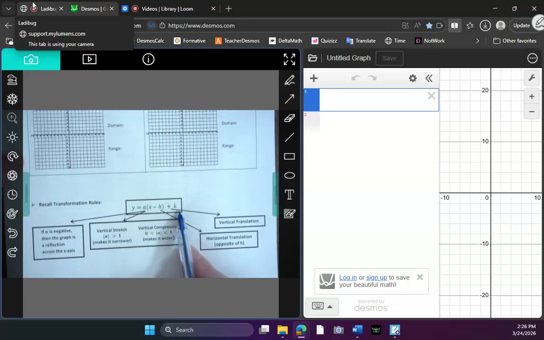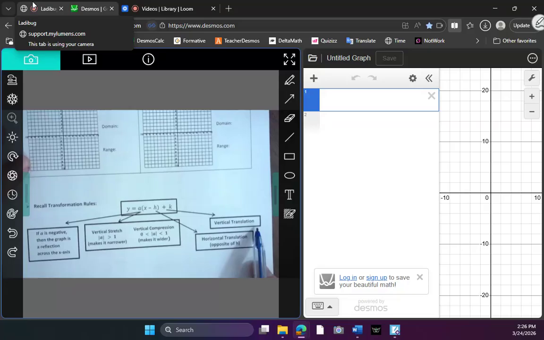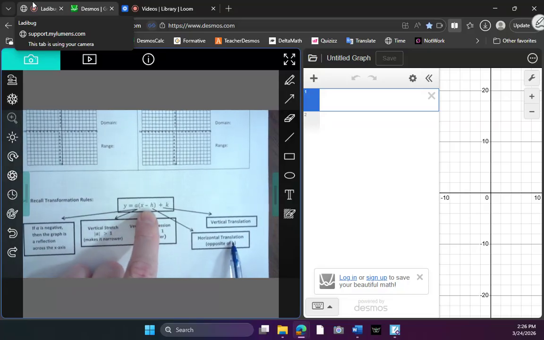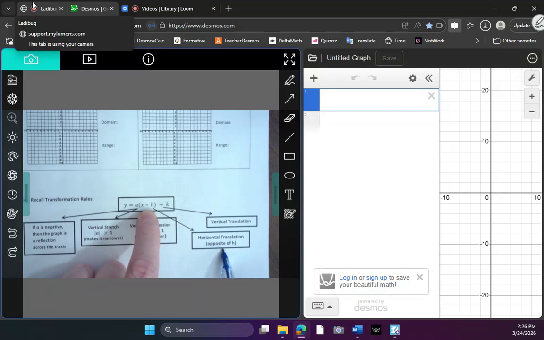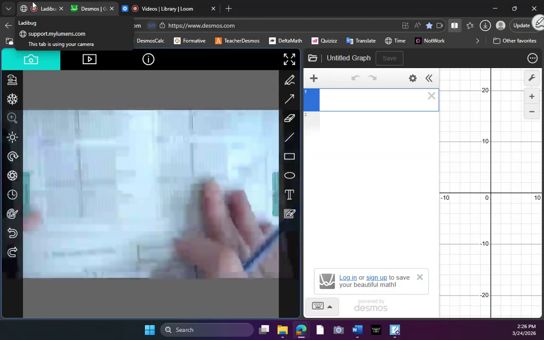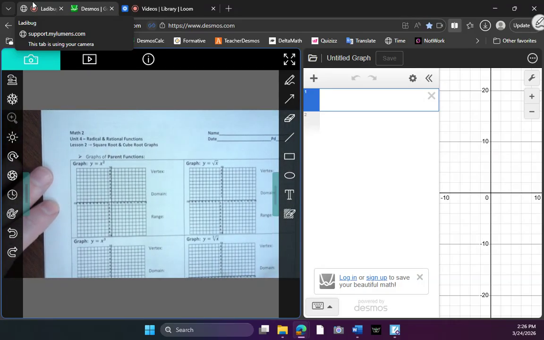Remember that the H and the K are your translations, so you're sliding up, down, left, and right. Remember that if it's in the parentheses with your X, you do the opposite of H. So if it would be minus H, we are going to move H units to the right. But then the thing outside, if that's adding, it's going to go up. If it's subtracting, it's going to go down. So the first thing that we're going to look at is the quadratic.